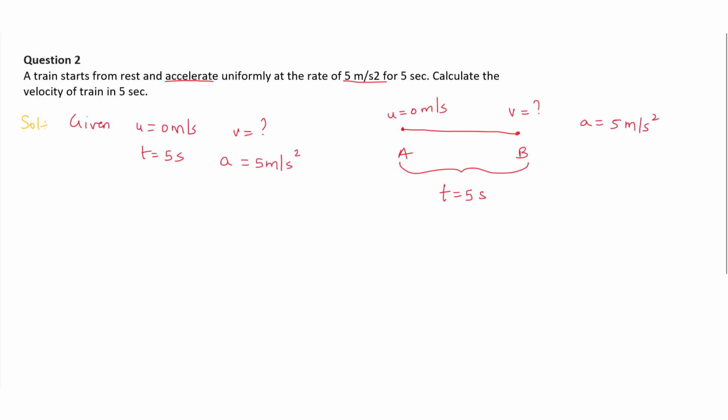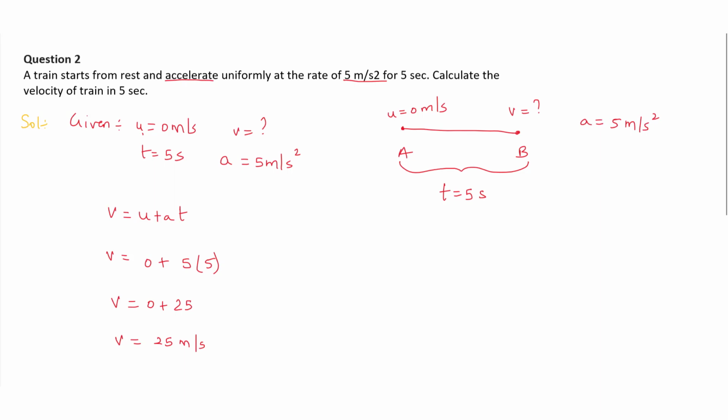Calculate the velocity. Okay, so now that you have three equations of motion, I'll use the first equation of motion, which is V equals U plus AT, because all that we have is U, we have T, we have A, so we have to find V. Therefore V will be equal to 0 plus 5 into 5, that will be equal to 0 plus 25. So V is how much? 25 meter per second. This is our answer.